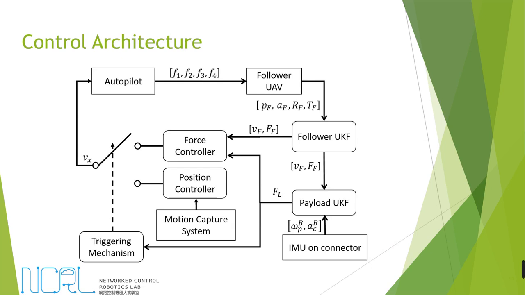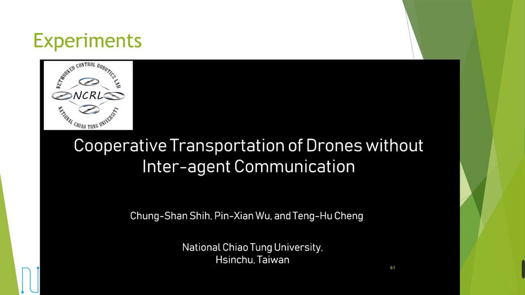And here's the control architecture we have for the follower. In the follower, we designed two controllers, a force controller and a position controller. And only one controller is activated at a time. It's triggered by a triggering mechanism determined by the leader force estimated by the follower. So when this force is too small or too large, they will switch between the two controllers. And here's the experiment.